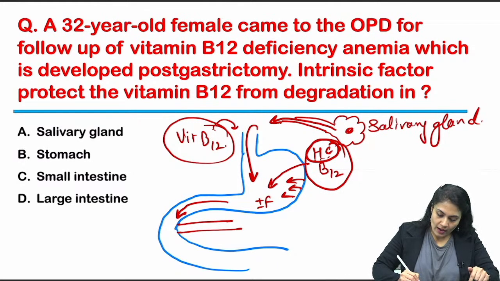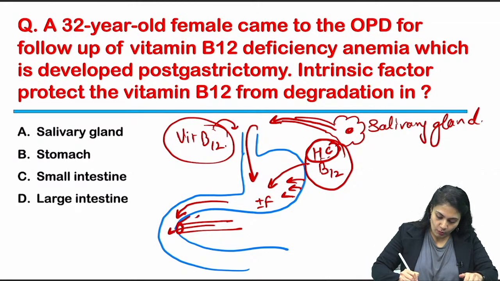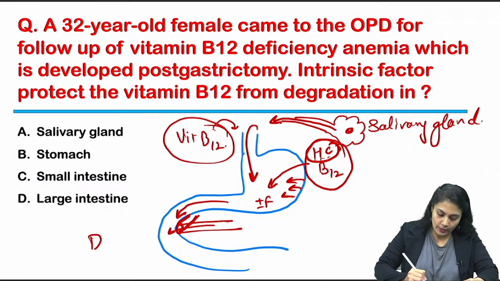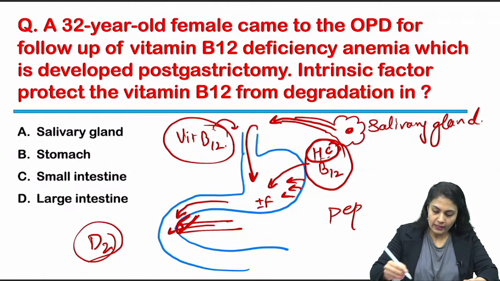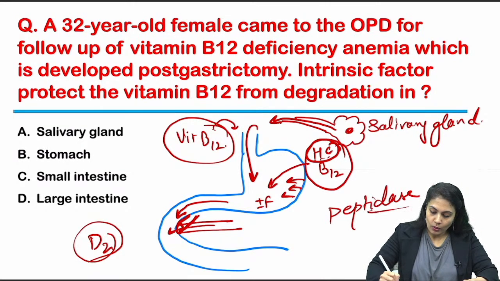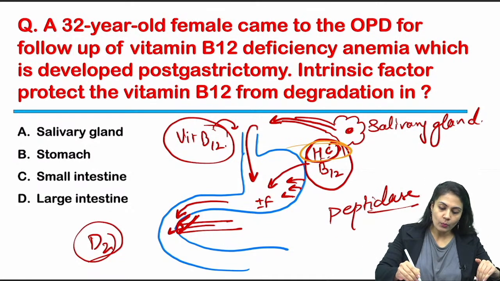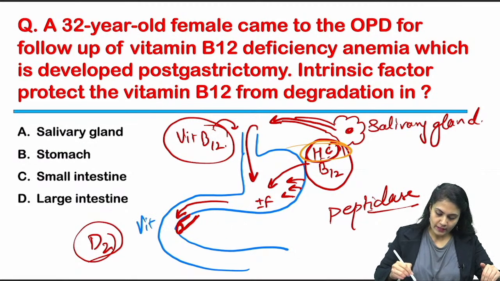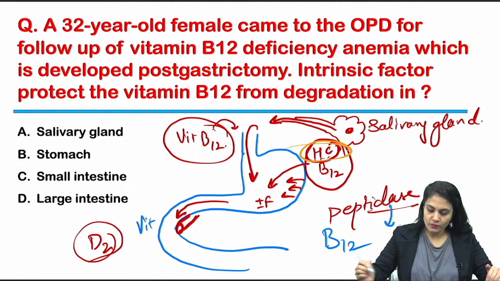In the D2 area, we are going to have the ampulla of Vater, which is going to secrete all these pancreatic juices, as well as from upside we have the common bile duct, which is going to open up right in the D2 area. Now understand, the pancreas also releases the pancreatic peptidases, right? What they are going to do is break away this haptocorrin from vitamin B12. Now the vitamin B12 is free. It's separated from haptocorrin because of these peptidases, right?